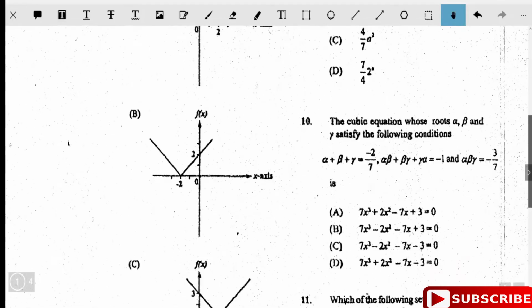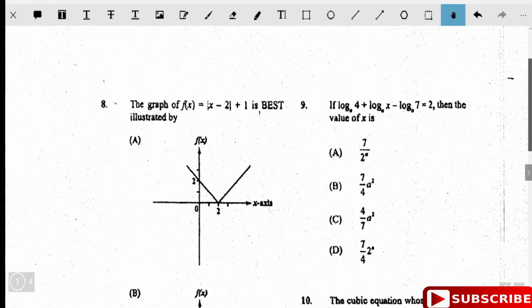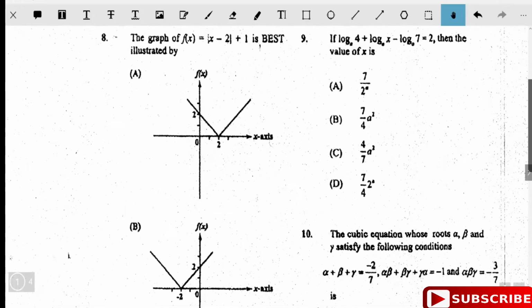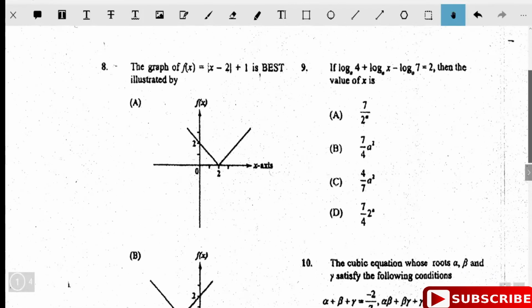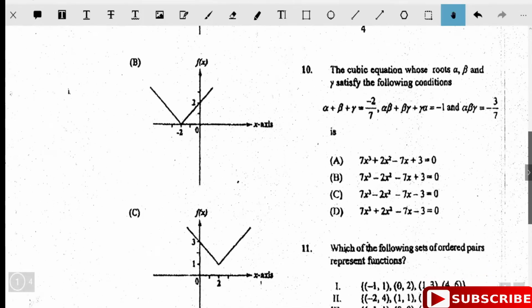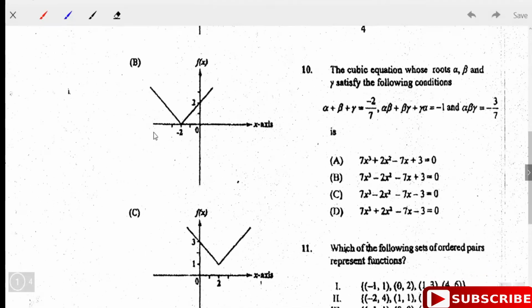Wait, what, sir? So this question says the modulus of x minus 2 plus 1. Which one? A, sir? Wait, C? Can I go down? Wait. But number 8? Oh, C. Wait, we did this, C. This is C? Yes, sir. Very good. This is C. It is true. All right.